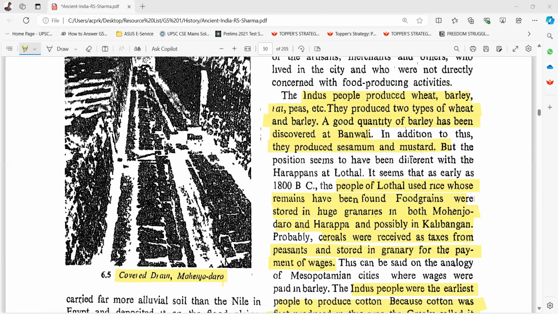Food grains were stored in huge granaries in both Mohenjo-daro and Harappa, and possibly in Kalibangan. Probably cereals were received as taxes from peasants and stored in granaries for the payment of wages.